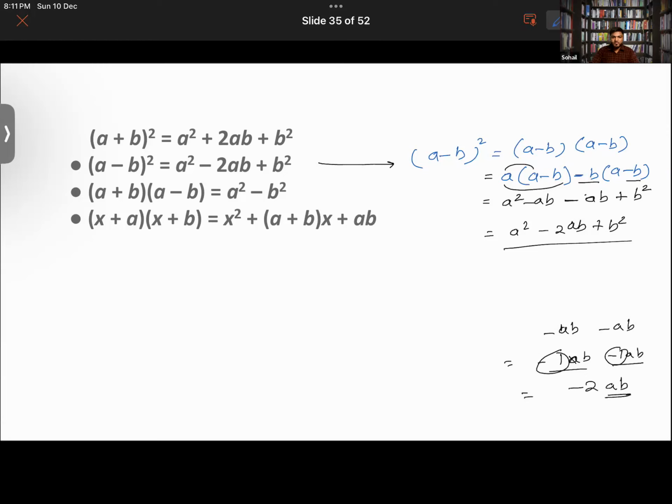You guys do one thing. How about you guys try to derive this one? Third one, try to prove why a plus b into a minus b will be equal to a square minus b square. Okay, now everyone of you solve it, and then send its picture to the counselor. Yes, okay sir. I will be waiting. But try to do it under 1 or 2 minutes, okay?